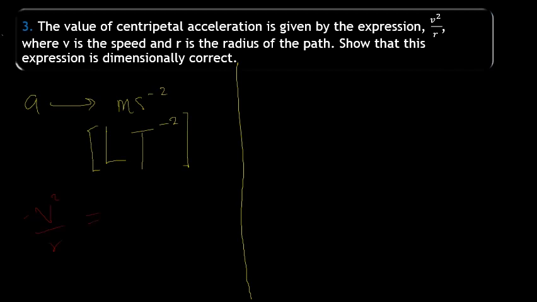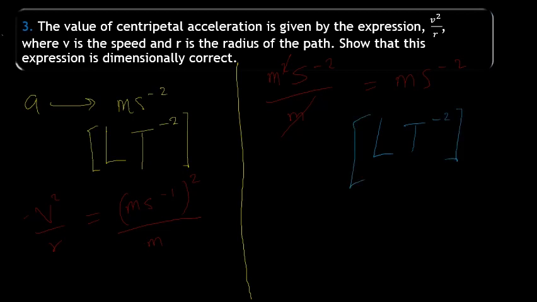The unit of V here is meters per second. So let's take the square of it, all over R. The unit of R is meters. Okay. If we work this out, we are going to get meters squared per second squared all over meters. Then this takes care of one of the m's in the numerator, and then we end up having meters per second squared, which will eventually give us the same dimension, that is capital L times capital T minus 2. So it is dimensionally correct.